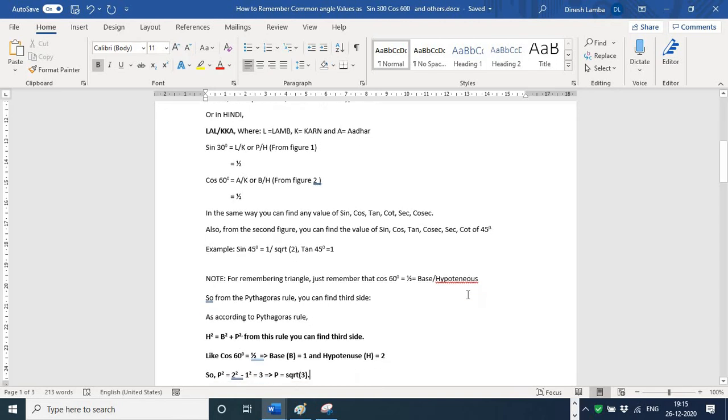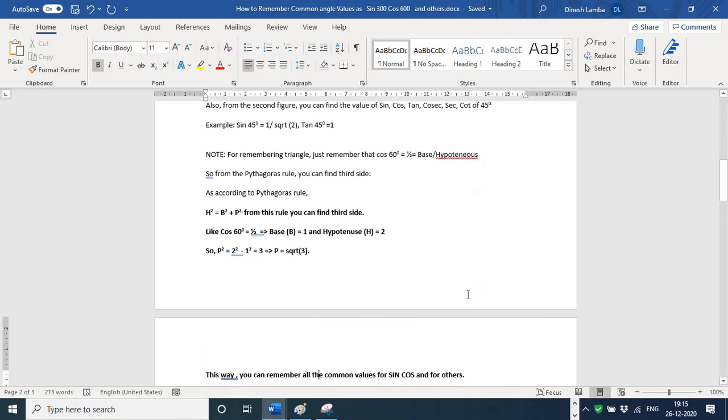Now for remembering the triangle, just remember one value, cos 60. You already know that cos 60 is the easiest value to remember, that is 1 upon 2. So 1 will be base and 2 is the hypotenuse. So from the Pythagoras rule you can find the third side. According to the Pythagoras rule, H square is equal to B square plus P square, that is hypotenuse square equals base square plus perpendicular square.